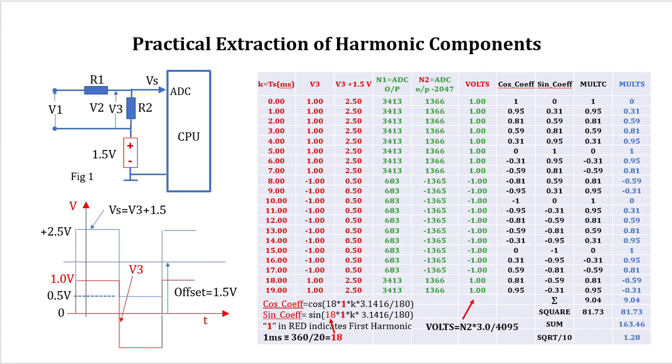This picture completely represents the entire process of practical extraction of harmonic components. Practical. So there is a hardware part of it and there is a software part of it. Everything is covered in this. So pay close attention. First thing first, we have a voltage vector V1. It is a square wave. In our case, we have taken a square wave. So we have a square wave here, V1.